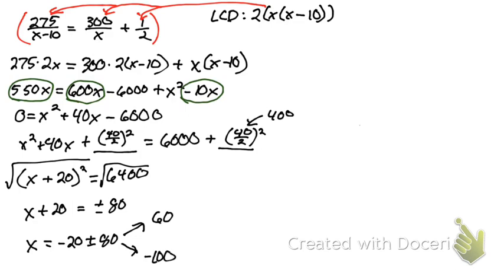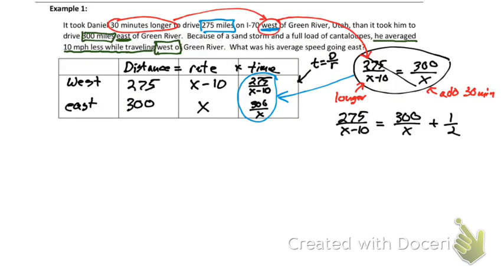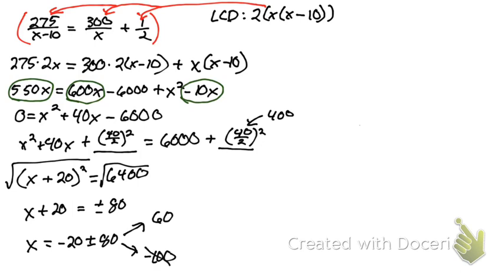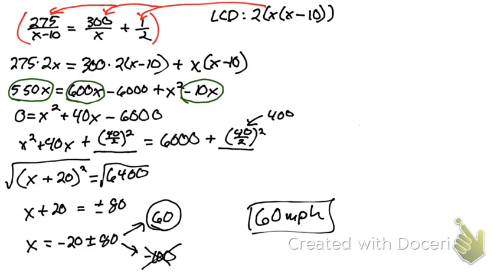Let's go back and look at what our x meant. Our x meant, what is the rate going east? Would it make sense if our rate was negative 100 miles an hour? Maybe it's going backwards really fast. But no, it's not going to make sense to do that, negative 100. So that's going to get thrown out. We just look at x equals 60. We said x was what I was looking for, so it's 60 miles per hour.